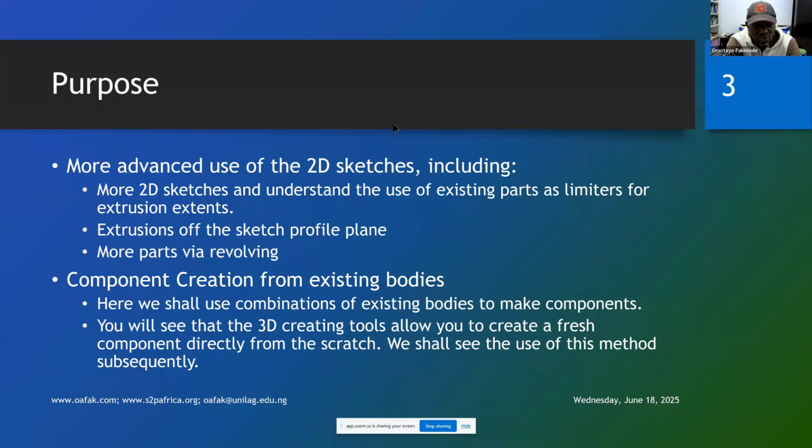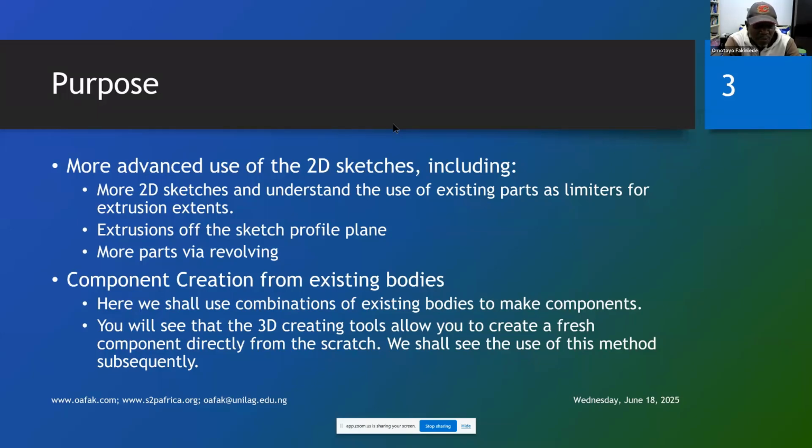existing parts. So you do extrusions of the sketch profile plane. So you might start an extrusion, but not exactly on the profile plane, but on an offset plane. You see why that can be very powerful and useful. That will reduce the number of cuttings and clippings that you will do. And we'll look at more parts using revolve.